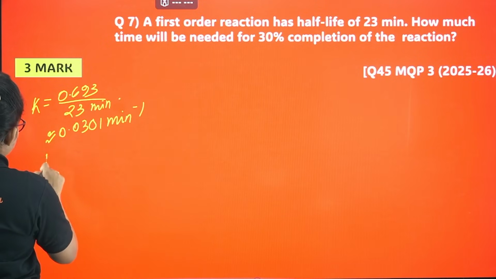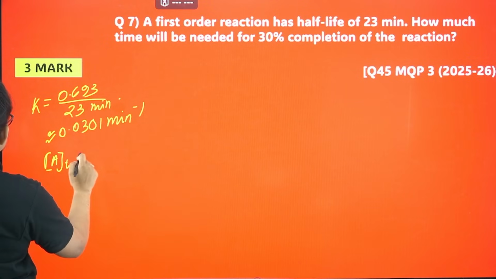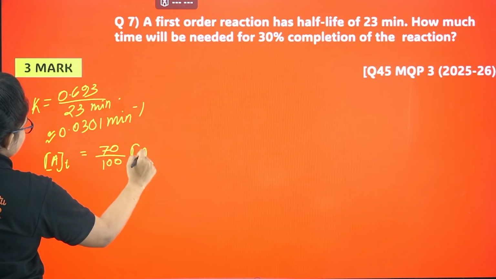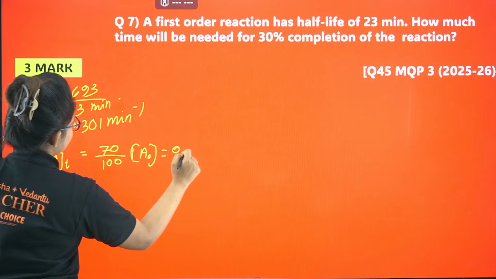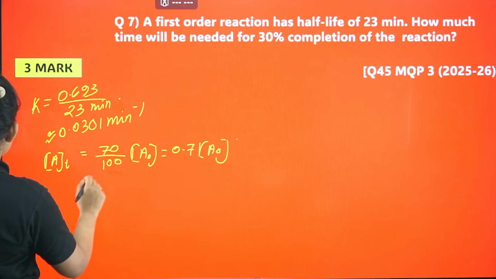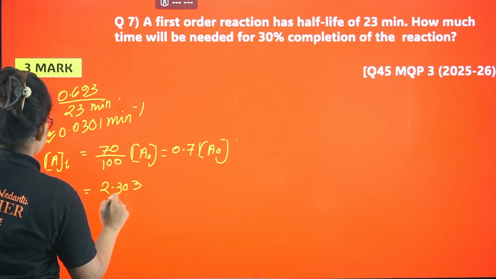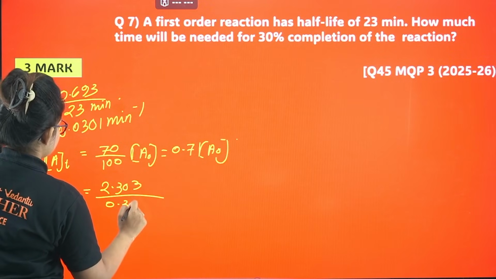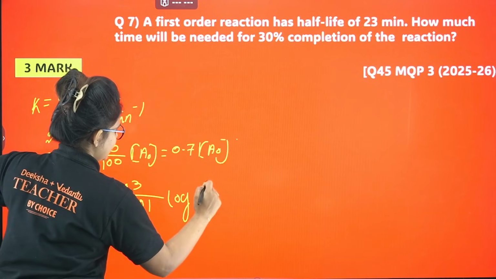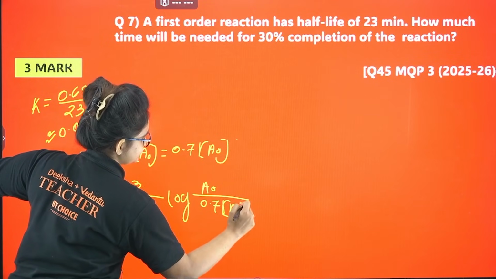Okay, now here you can see after 30% completion you will get 70% left over of A naught, from here 0.7 of A naught, right? So if you just put it into the first order integrated rate equation, that is t equals 2.303 divided by 0.0301 log A naught by 0.7 of A naught.